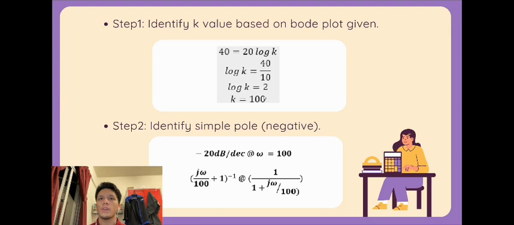First, the formula is 40 equal to 20 log k, and with simple math we can move 40 with the log and it becomes log k equals 40 over 20. After dividing, it becomes 2, so log k equals 2. And after moving the log to the other side, it will become k equal to 100.